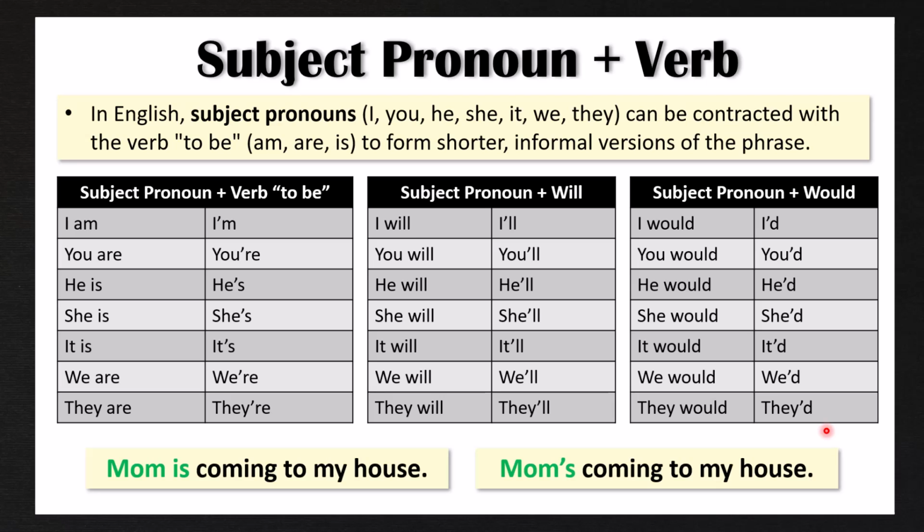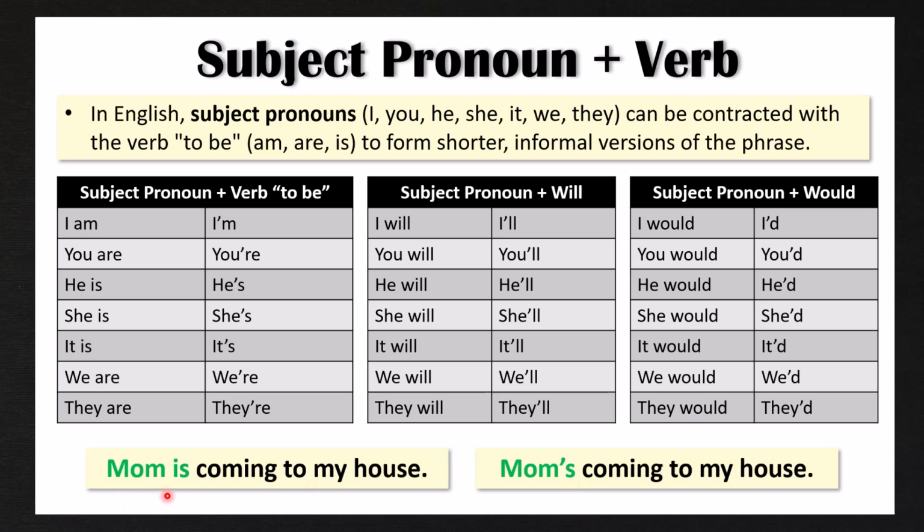Now, in English, you can also make a contraction with someone's name. For example, Mom is coming to my house. We can say Mom's coming to my house. And Mom's is a contraction of Mom is.